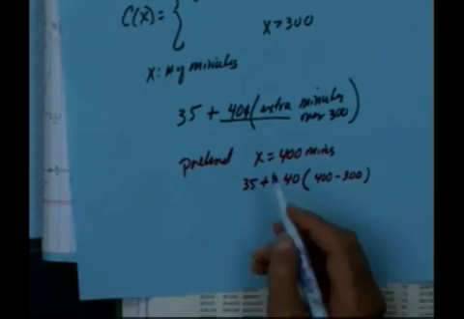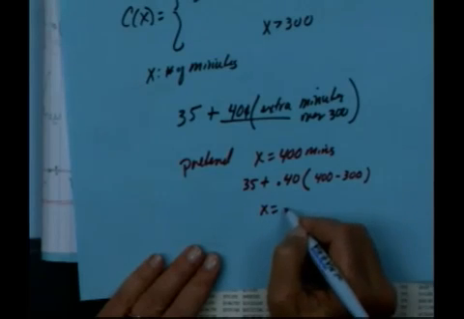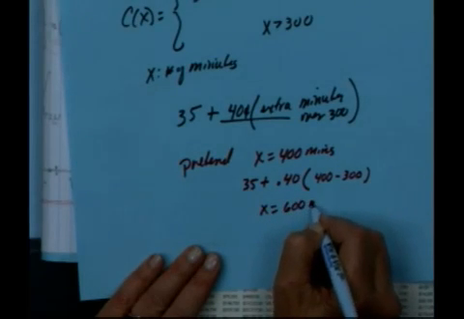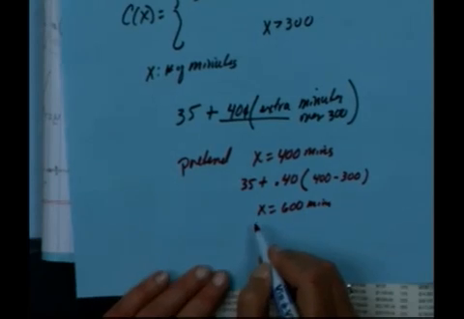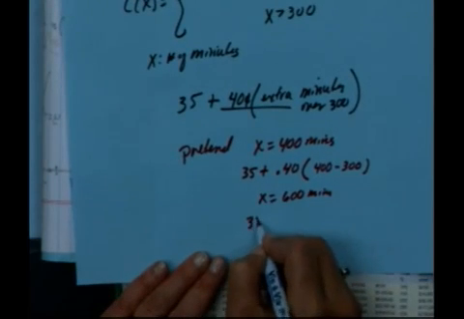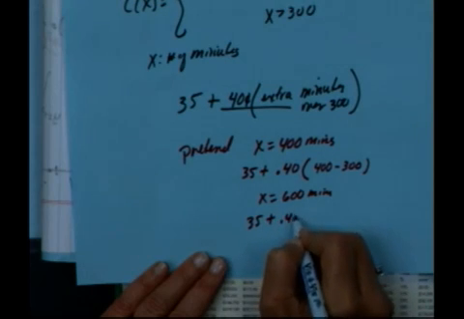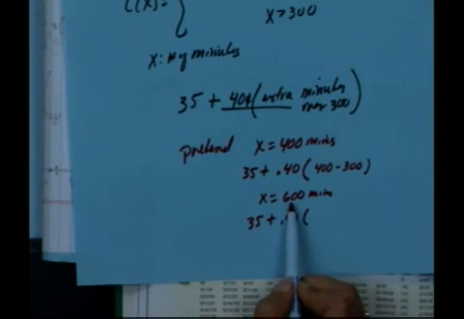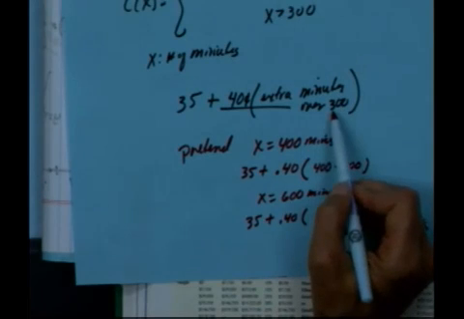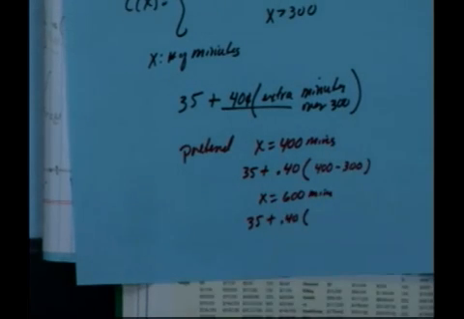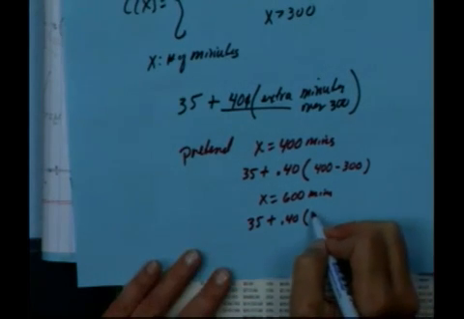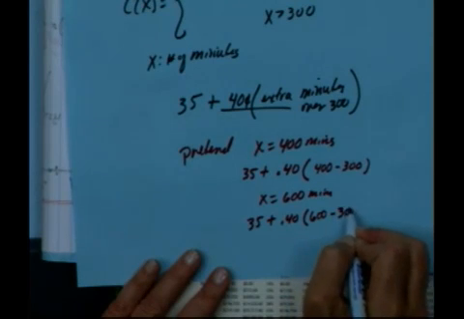All right, suppose you talked 600 minutes. Your cost would be 35 plus 40 cents. Okay, 600 minutes, and you only were allowed 300. Didn't you go 300 over? So that would be 600 minus 300.